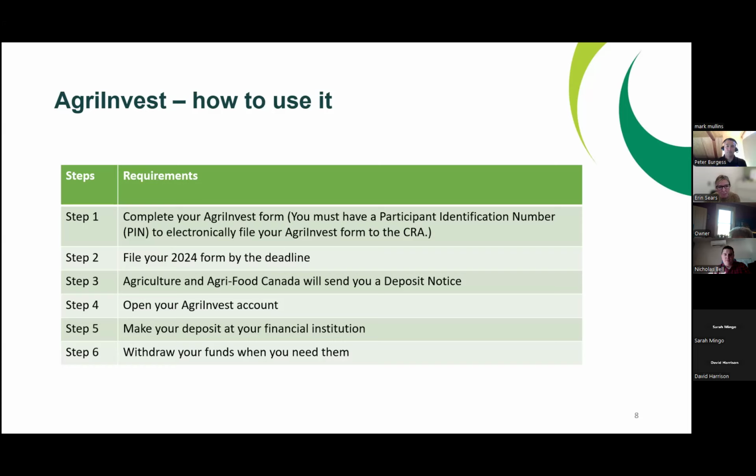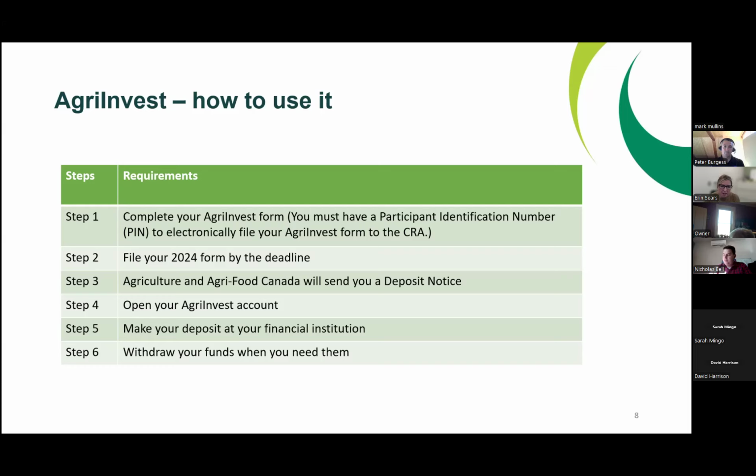The second step is to file those forms on time. Once you file them, like I said, most go through CRA. CRA gives that information to AAFC so they can create a deposit notice for you. Once you get that deposit notice in the mail, you can bring that to a financial institution of your choice. You open up your AgriInvest account and you make that deposit.